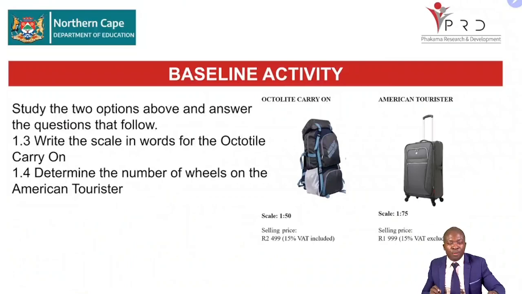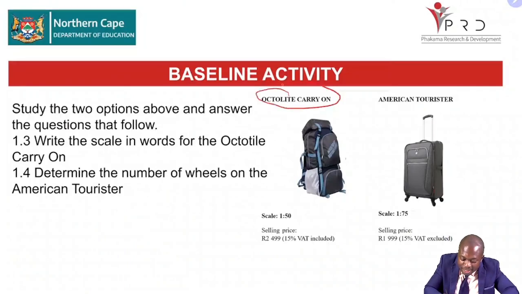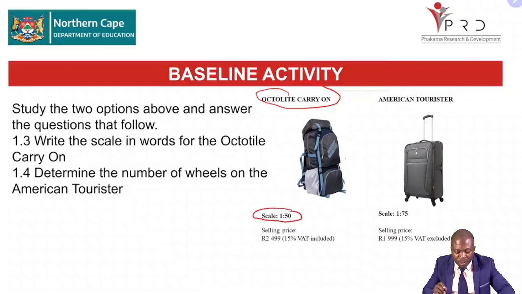For that reason, let's look at 1.3. It says write the scale in words for the octotile. Carry on. Which one is the octotile? This one. They said write the scale. So you see, as we go, we pick the key points. Here is the scale. They said 1:50.